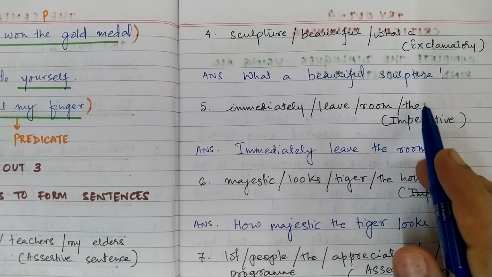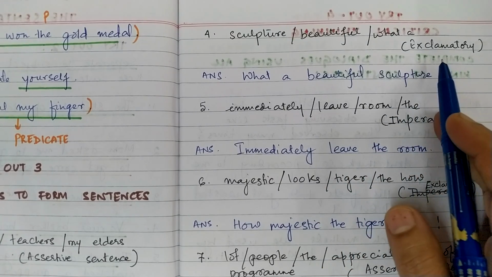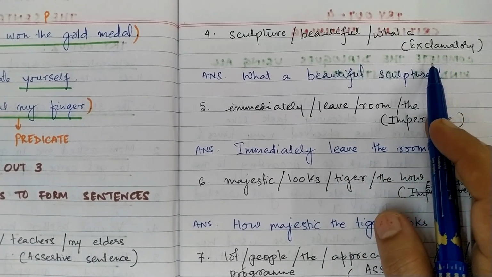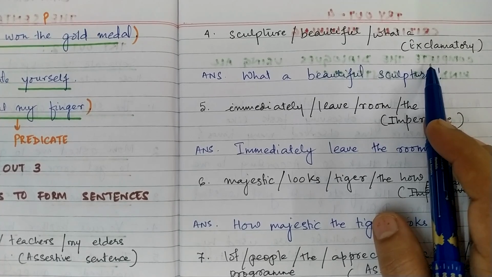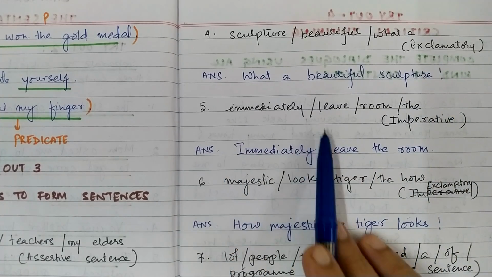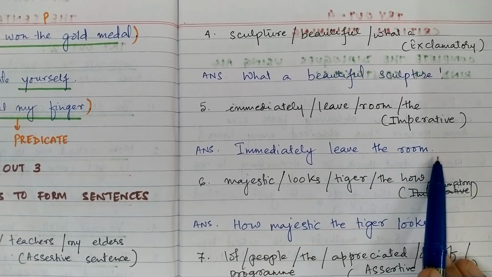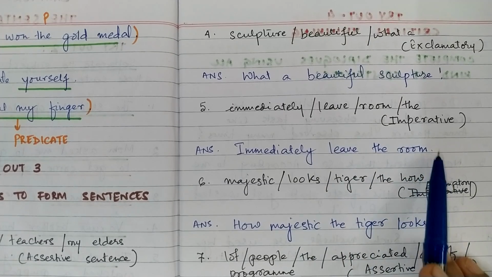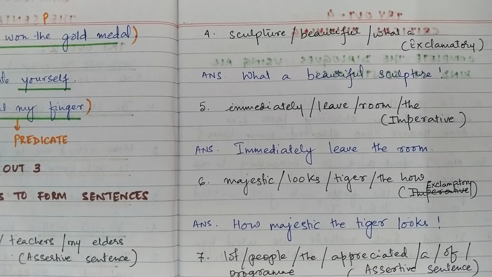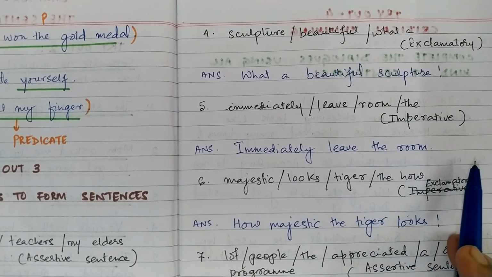What a beautiful sculpture! Exclamation mark, because we have been asked to rearrange the words to form an exclamatory sentence. Number 5. Immediately leave the room, full stop. This is a command. It is an imperative statement which is giving a command to immediately leave the room.